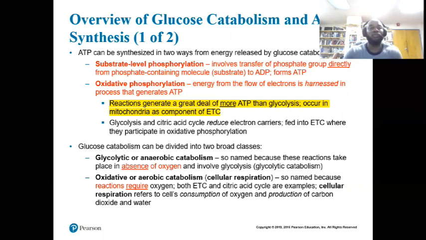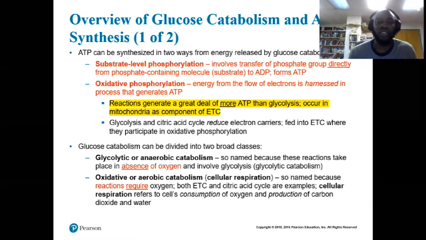We also have what we call substrate. The ATP can be synthesized in two ways. One of those is substrate level phosphorylation, transfer of the phosphate group directly. And then we have oxidative phosphorylation, which is movement of electrons. Energy flow of electrons is harnessed to produce ATP. So these are two ways ATP can be made.